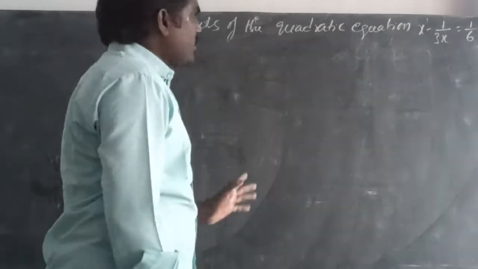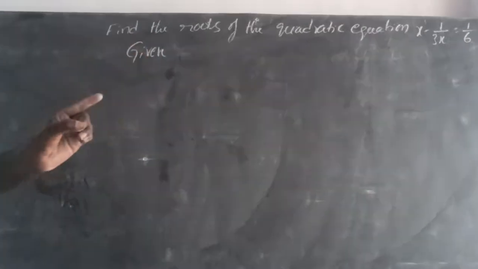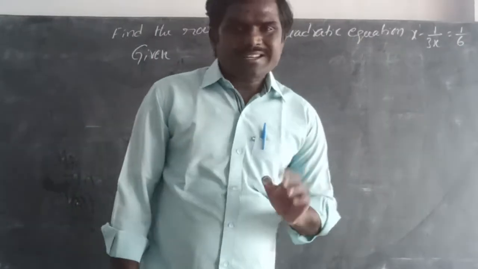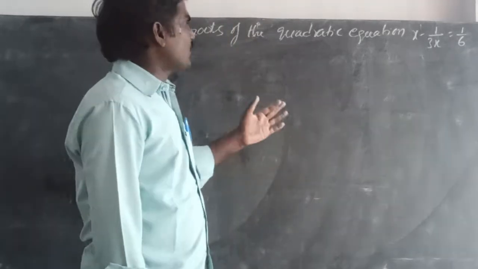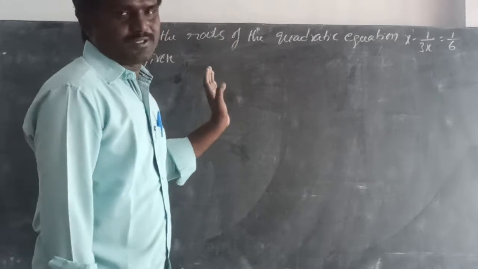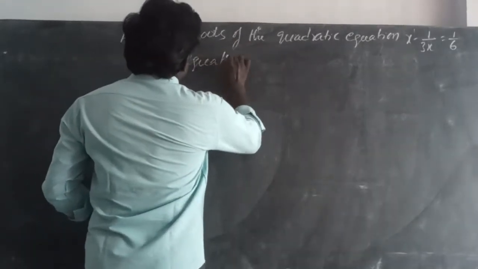Okay, here how many roots can we get? 2 roots. If the order is 1, we get 1 root. The order is 2, we get 2 roots. The order is 3, we get 3 roots. The order is 4, we get 4 roots. The order is n, we get n roots or zeros.